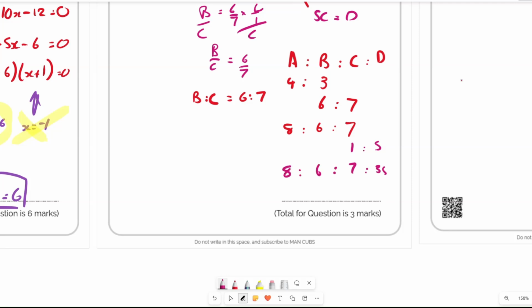It is a bit of an odd ratio, I do have to say, but that is our final answer. 8 to 6 to 7 to 35.